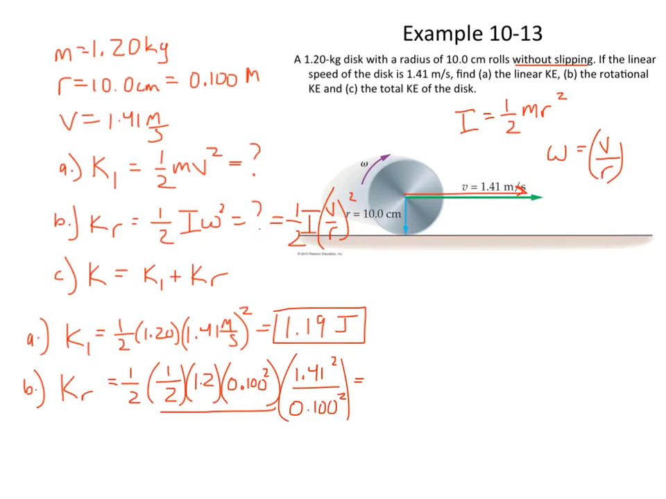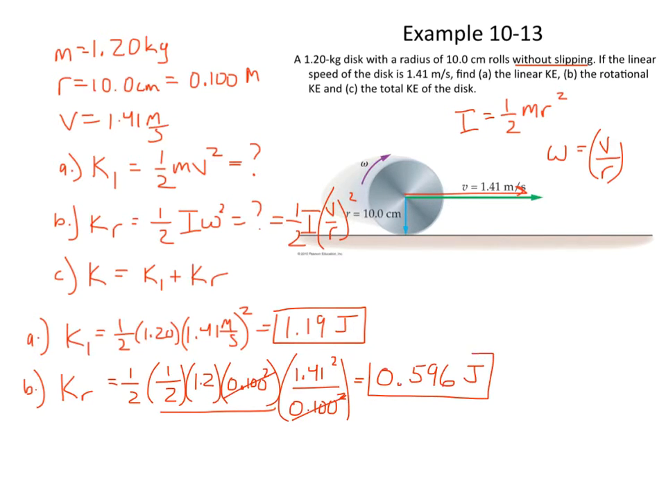Let's see what we get. I've done my math. I've got 1/2 times 1/2 times 1.2 times 0.1 squared times 1.41 squared divided by 0.10 squared. What you probably noticed was that these could have canceled out. So it's 0.596 joules right there.